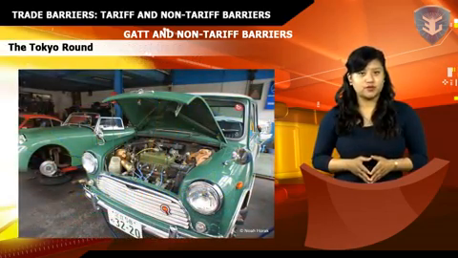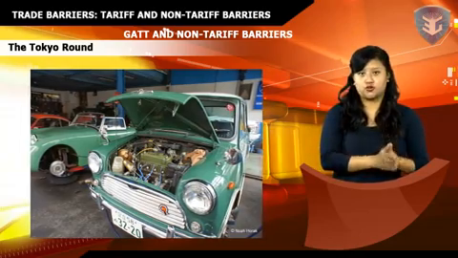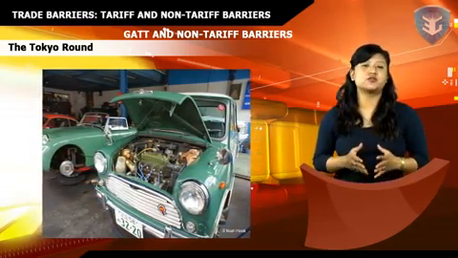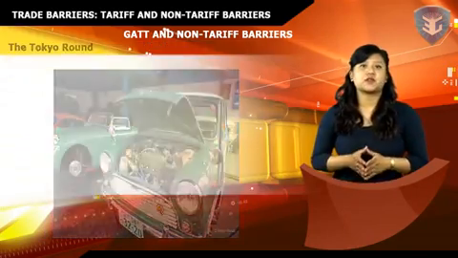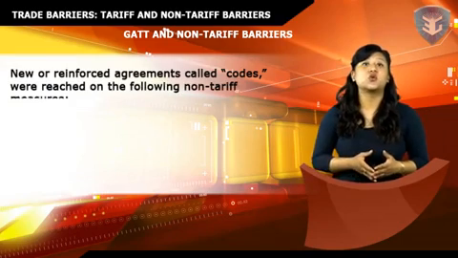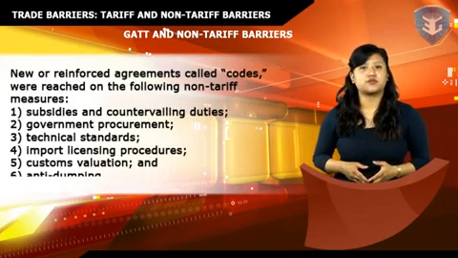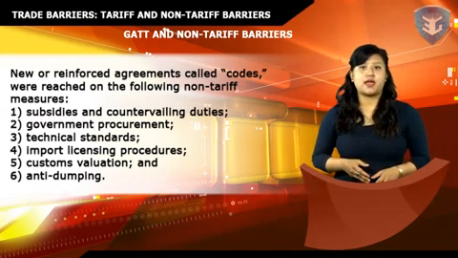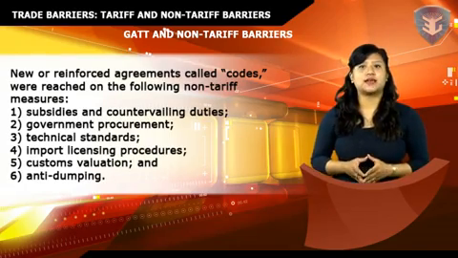The Tokyo Round. The Tokyo Round, the most recently completed round lasting from 1973 to 1979, was a comprehensive effort to reduce trade obstacles stemming from tariffs and non-tariff measures. New or reinforced agreements called Quotas were reached on the following non-tariff measures: subsidies and countervailing duties, government procurement, technical standards, import licensing procedures, customs valuation, and anti-dumping.